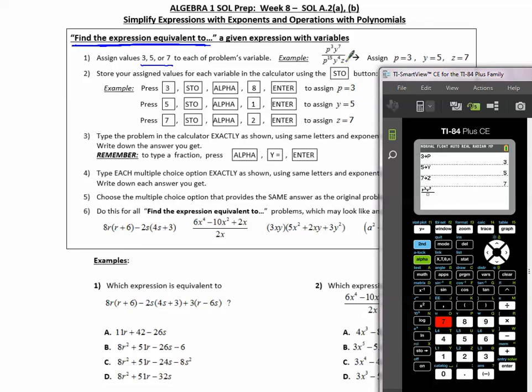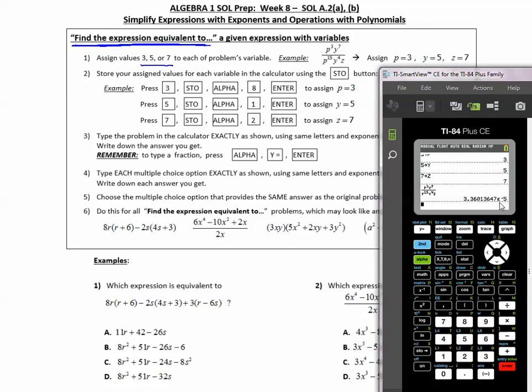And then I need to go down to the denominator. P is to the 15th. So again, alpha 8 for the P, exponent will be 15, arrow out, and then y to the 4th, and then z. So alpha, y, the y is above the 1, so I pressed the 1, to the 4th, and then arrow out of the exponent, and then z, alpha 2. I'll press enter now, and I'll write down what this number says.